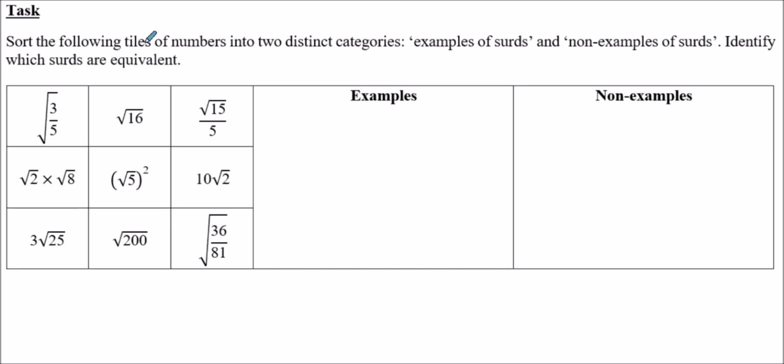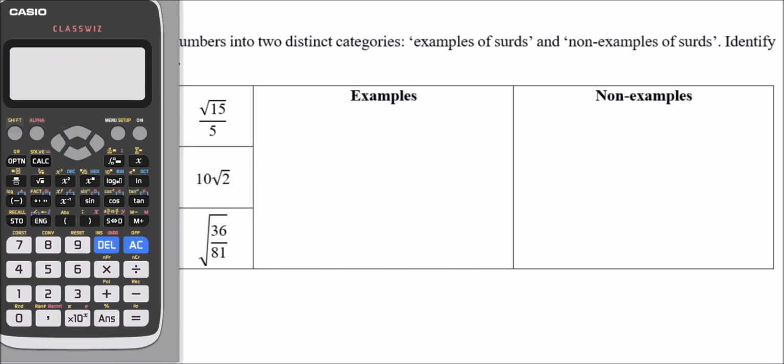So, task for you guys now. You've got this list. You need to sort the 9 tiles into 2 distinct categories. Some of these are examples of surds, some are non-examples of surds. So it's just saying which of these are surds, which aren't. Identify which surds are equivalent as well. If you wanted to, you could use a calculator to check this. In fact, why not? I'll show you how to do these without a calculator after, but let's bust out the calculators just for a moment.